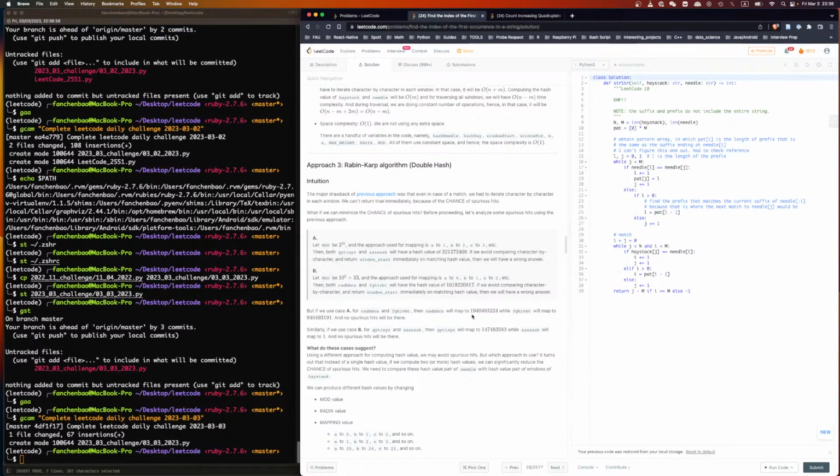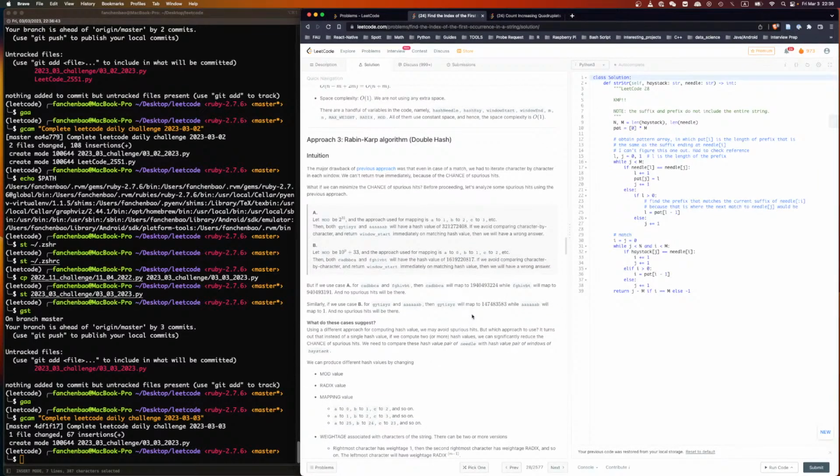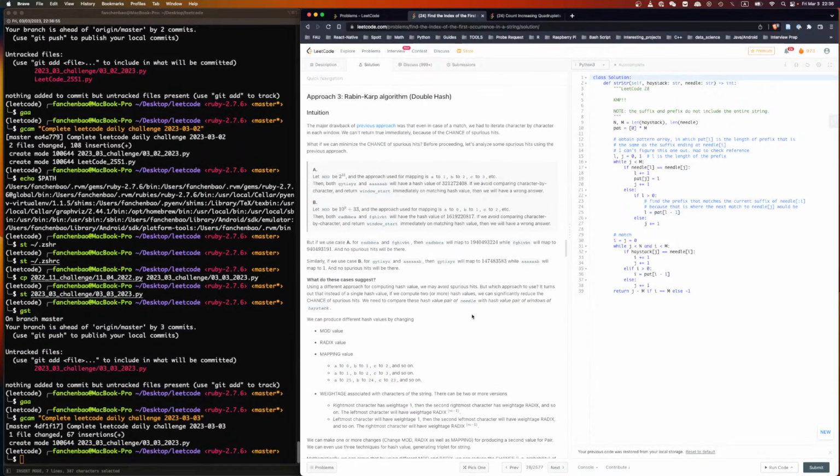Two schemes. Two schemes. Yeah, you just increase the schemes. You do two schemes, and the chance of both hit is very low.